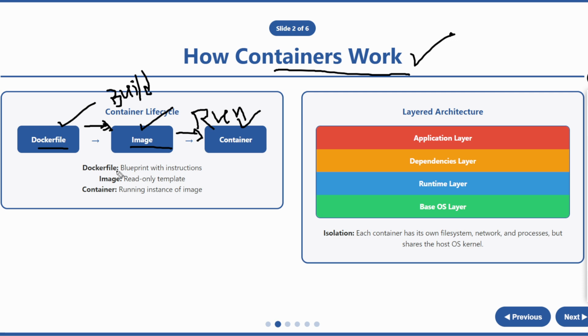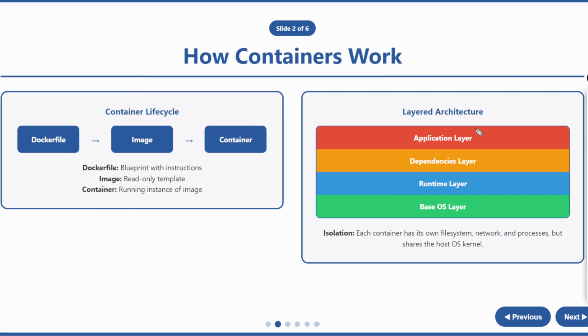As a non-technical analogy, a Dockerfile is like a blueprint with instructions. It is just a set of instructions, and an image is a read-only template. It is not running, it is only read. Whatever the blueprint says is built into an image, but it is read-only. A container is a running instance of an image. When it is in a static condition, it is the image. When it is in a dynamic condition, it is a container. That is the only difference.